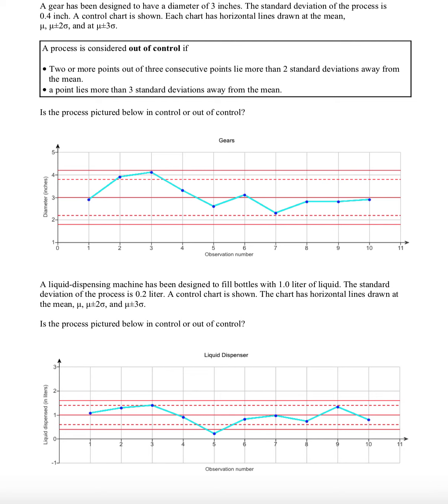So let's take a look at the first chart here and try to decide whether it would be considered out of control or not, and why. Well, the first sample here was very close to the actual mean. The mean is the 3 here. And so that's a good gear from what we can tell.